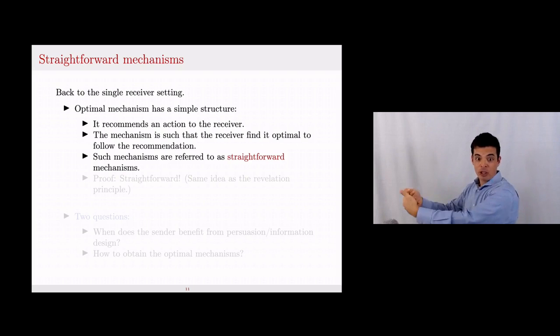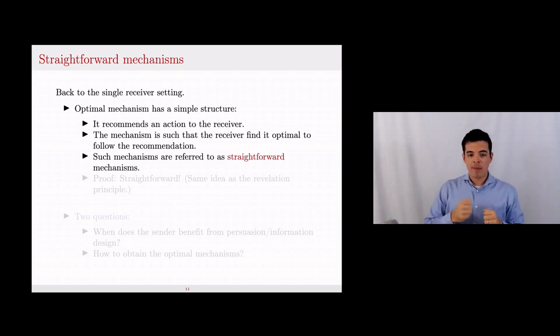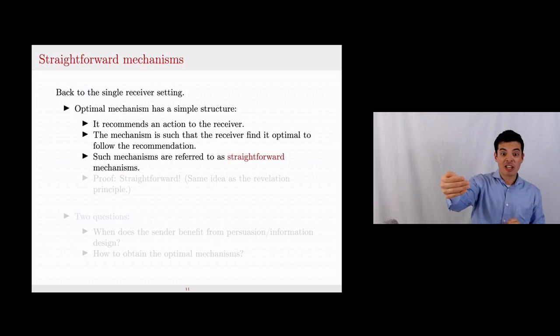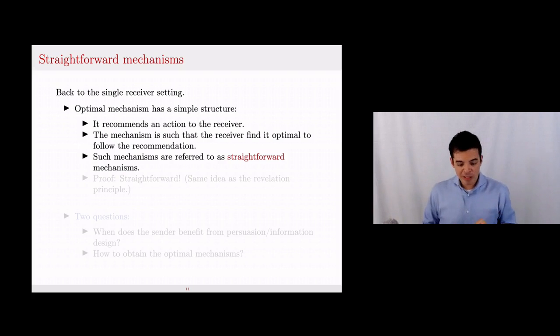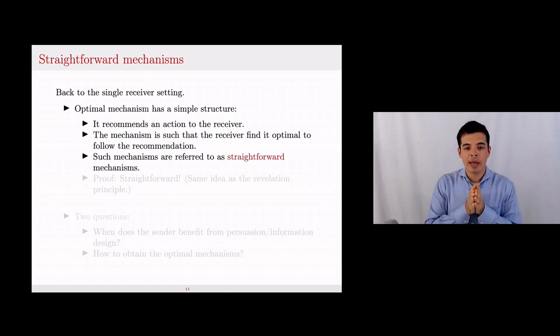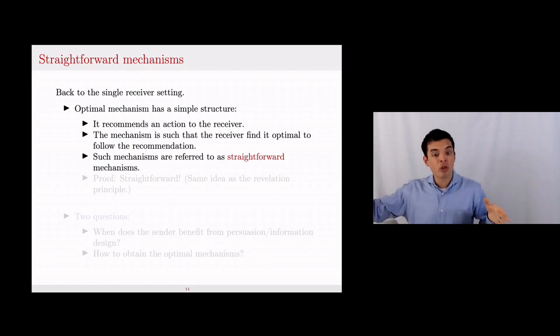sharing a signal or realization of that signal with the receiver can be just interpreted as recommending an action to the receiver. The recommendations are such that, given that signal realization, given that action recommendation, the receiver finds it optimal to follow that recommendation and take the corresponding action. In the information literature, such mechanisms are referred to as straightforward mechanisms. Basically, in these mechanisms, the designer commits to a recommendation scheme, which, once the state is realized, recommends an action to the receiver, and this scheme is such that it is incentive compatible for the receiver to follow the recommendation.